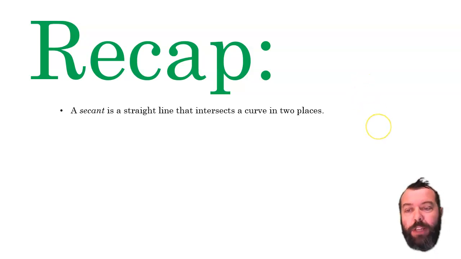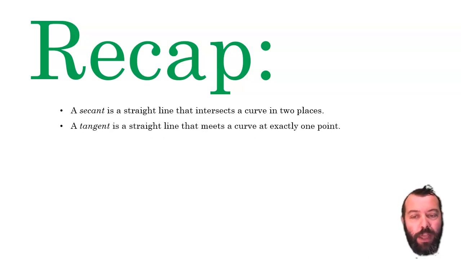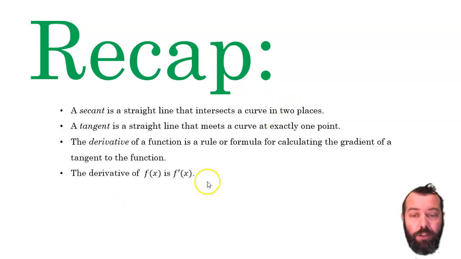But here we go, this is what we covered. A secant is a straight line that intersects a curve in 2 places. And a tangent is like that, but it just meets the curve once, it just scrapes past it. The derivative of a function is a rule or a formula for calculating the gradient of the tangent at any particular value of x. The notation we use is f prime of x, or it is for now.